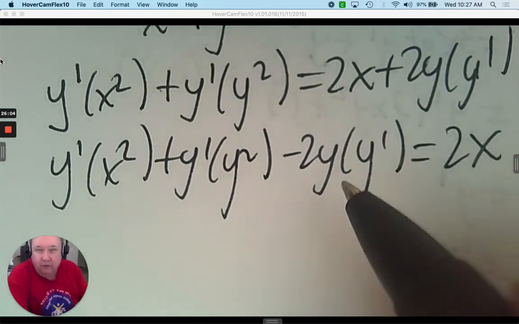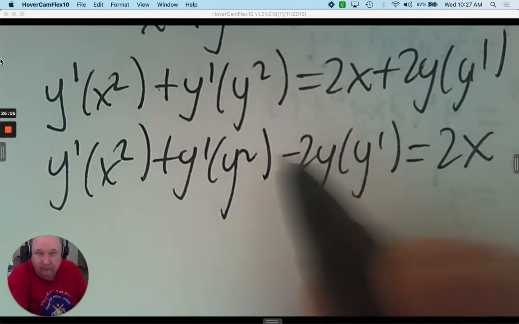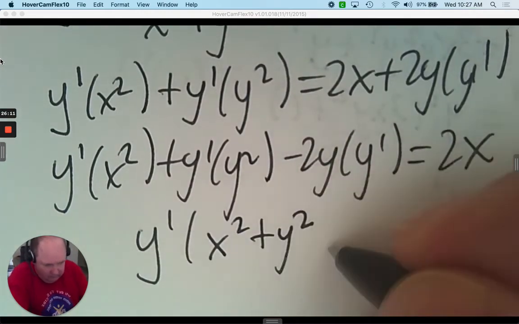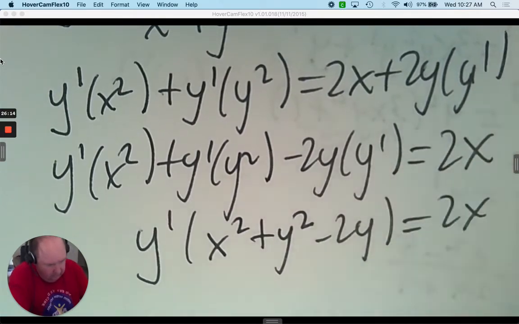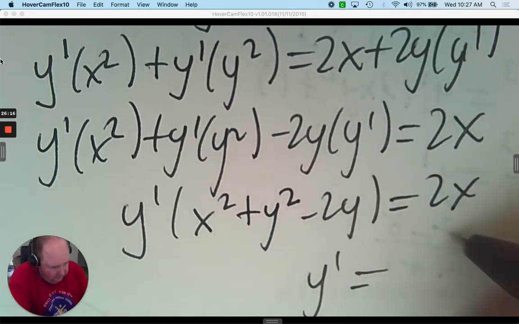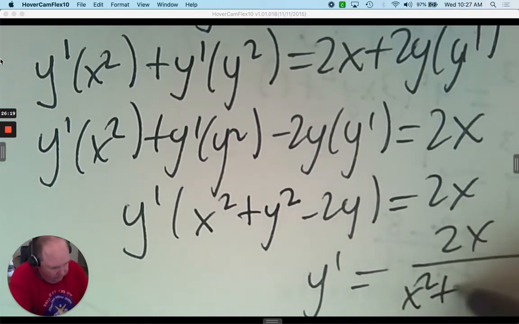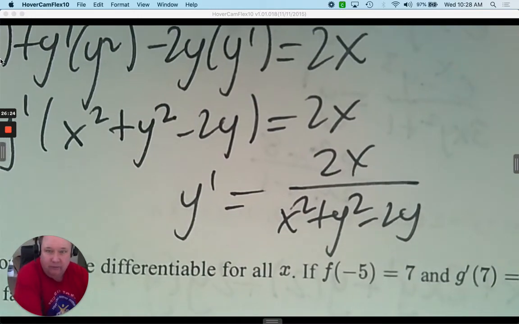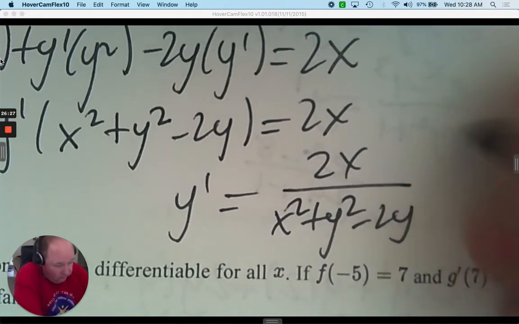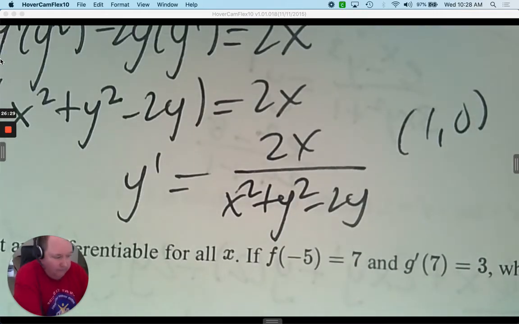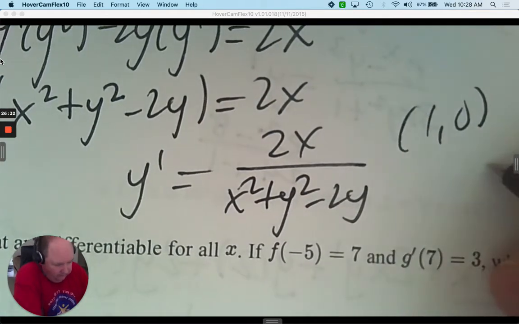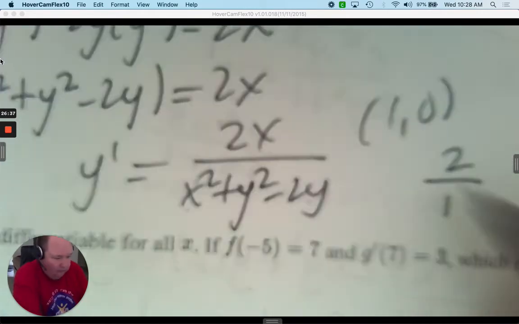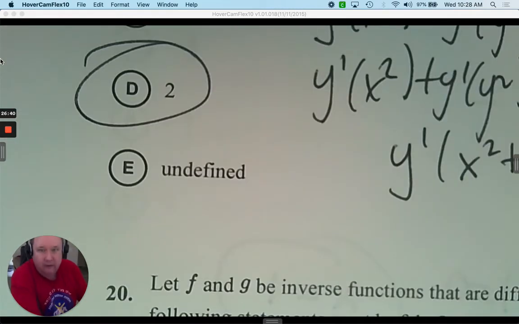So I brought them all together. I subtracted two y primes. They're together. Then factor out a y prime, and you have x squared plus y squared minus 2y. And then to get y prime by itself, you divide, and now you plug in the values that you have. So I divided by x squared plus y squared minus 2y. The point we're going to use is 1, 0. So plug in 1 for x, and then 0 for y. I get 2 over 1, or 2, and there it is. And you have your answer.